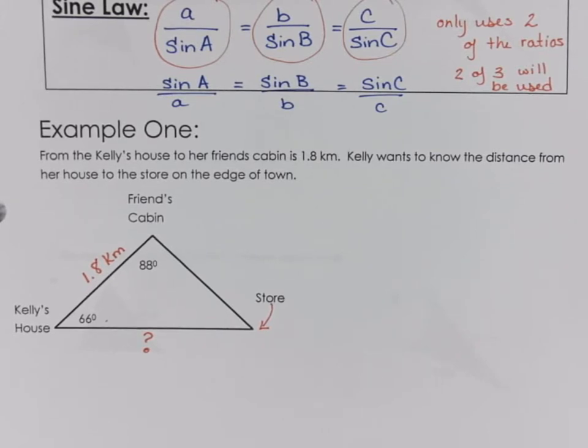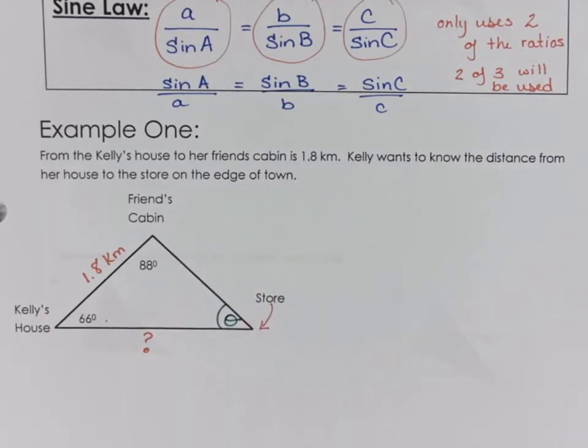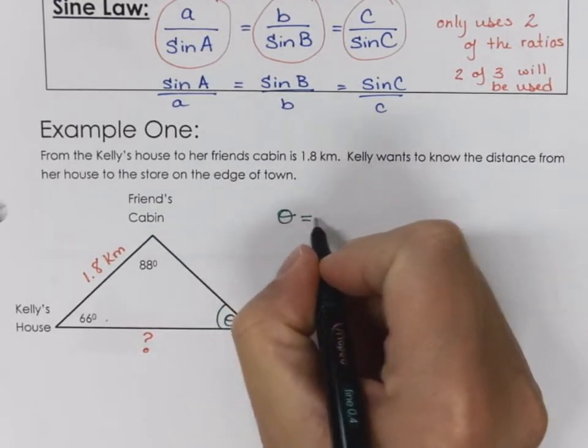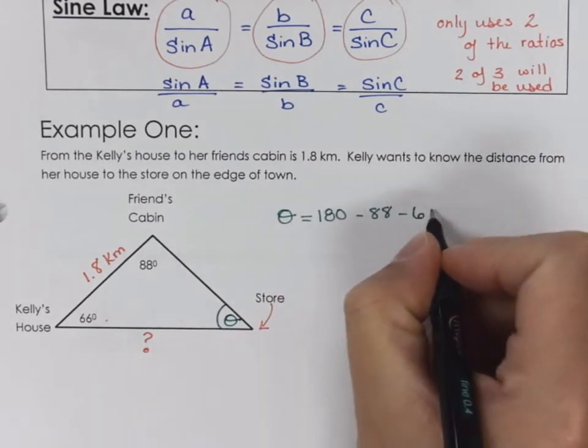So part of us might be like, oh, we got right angle trig, I got some sides, I can find that other side. But remember that right angle trig is for something with right angles. There's no right angles in here. If I want to find this angle here, I have to use something else. And the something else is all interior angles of a triangle add up to 180. So we know that theta is going to be equal to 180 minus 88 minus 66.